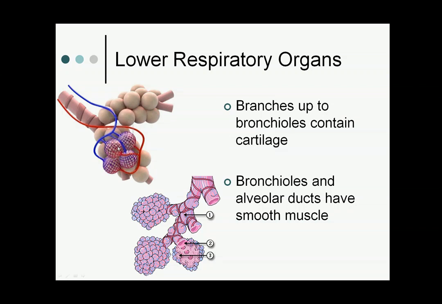If you are an athlete or a musician, someone who's in need of more oxygen more often, then you're going to have more capillaries at this location than someone that is not.